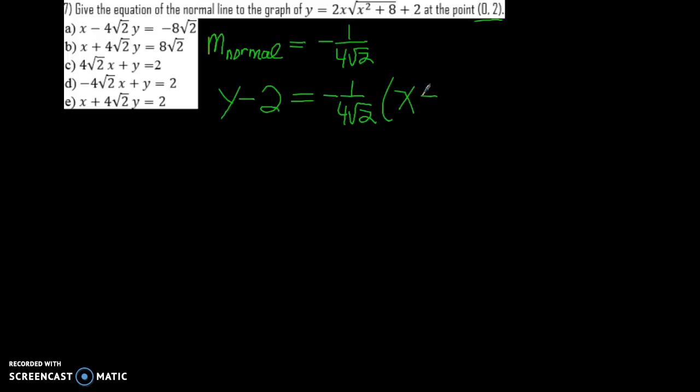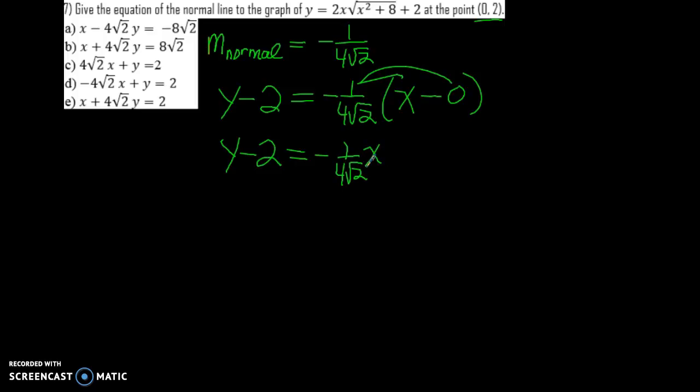So far we have 4√2. Now we need to plug it into the point slope equation so that we can find the equation at that point, right here. Y minus y1 would be 2 equals the slope times x minus x1, which is 0. So when we distribute, we end up with just 1/4 root 2 x.